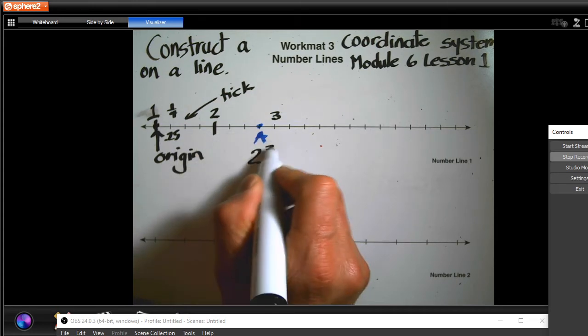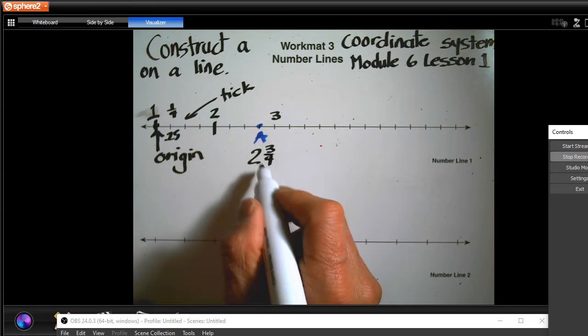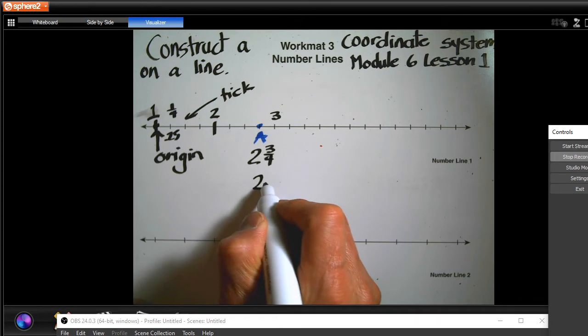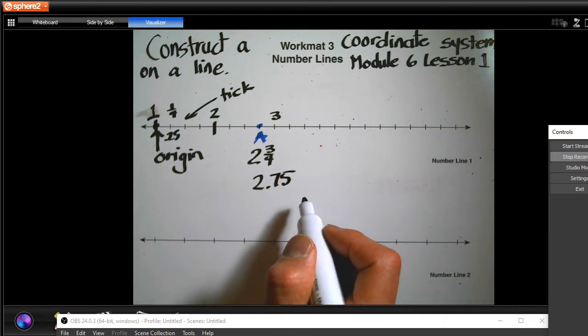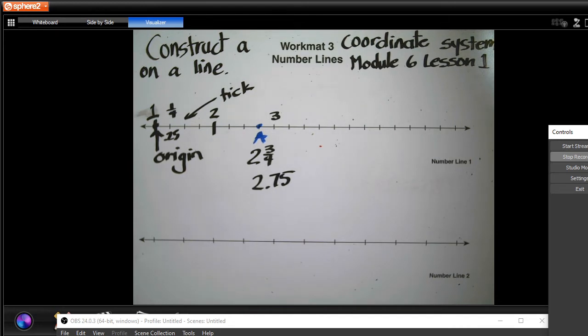Oh, 3/4. Okay, can I write this as a decimal? That is correct. You can write it as 2.75. Okay. All right. So let's get to work on some of the activities.